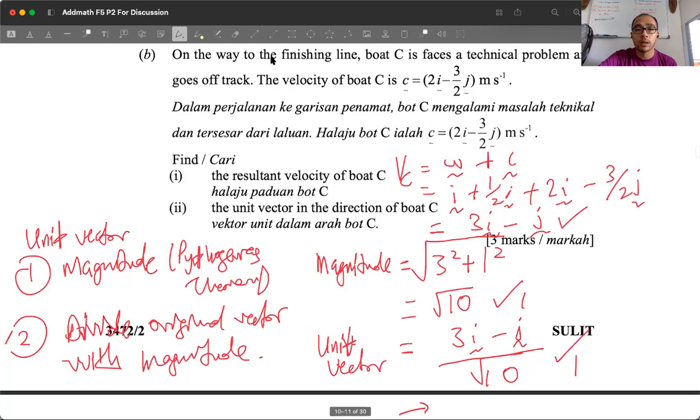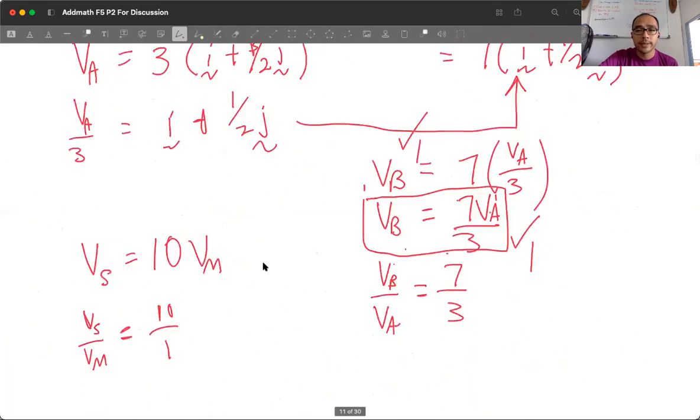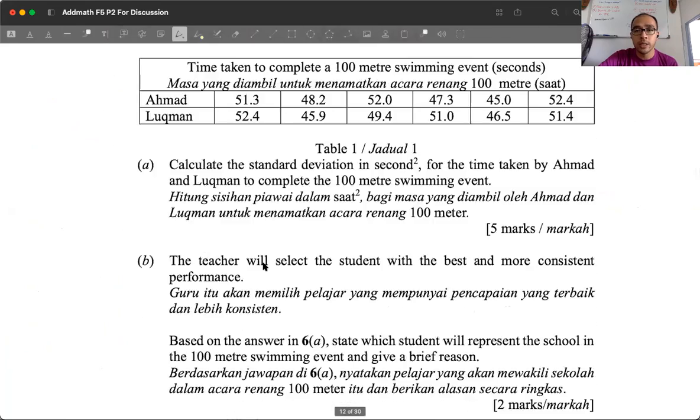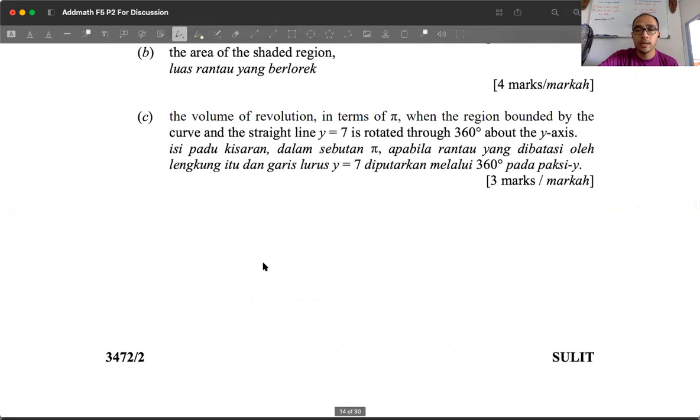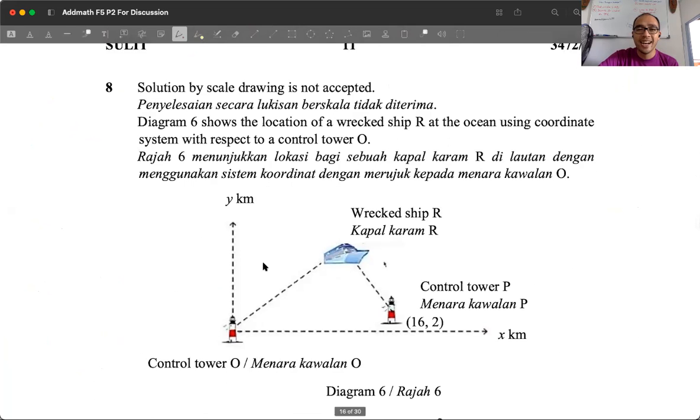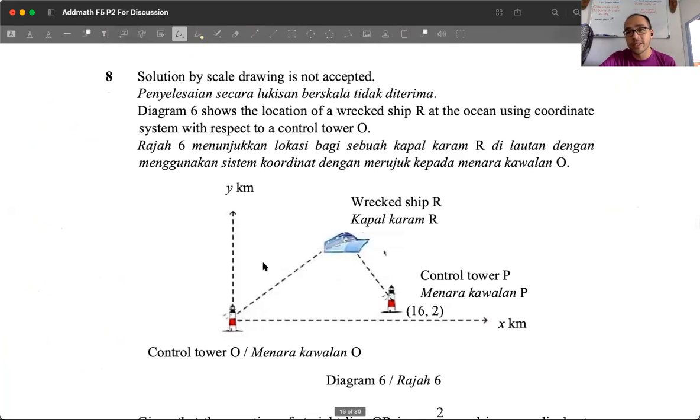Okay, all right, let's go on to the next question, which is not the integration. I want to do the coordinate geometry question, which is another K-BAT question. Let's take a look at question 8 now, everyone. Solution by scale drawing is not accepted. Obviously, you cannot draw a line, you have to calculate.